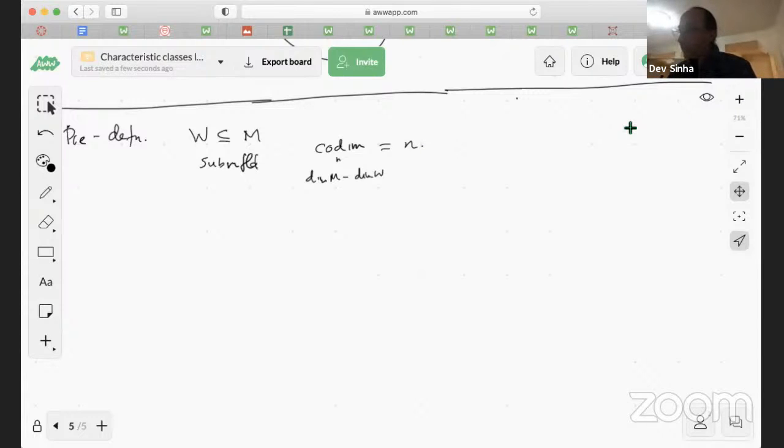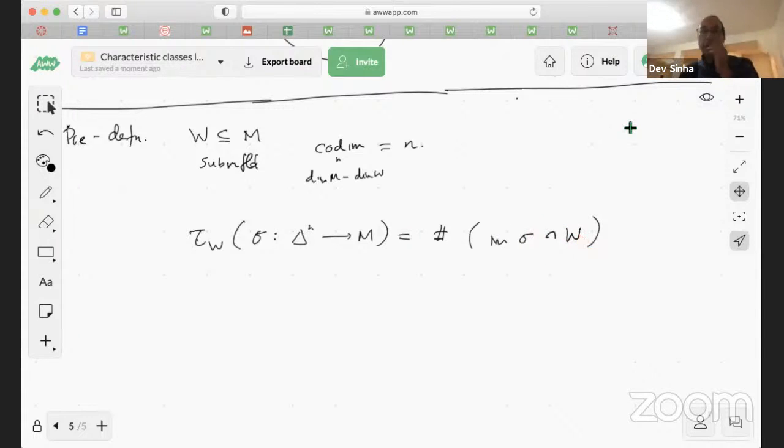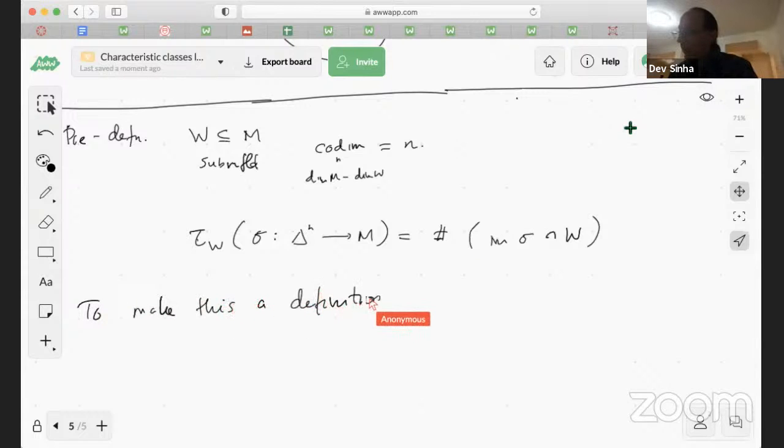And let's predefine what we want to say is that tau W on some chain is going to be the number of times this map intersects W. Okay? So that's our pre-definition, not yet a definition. That's this idea to get going. So what do we need to do to make this a definition? There's actually a few things.